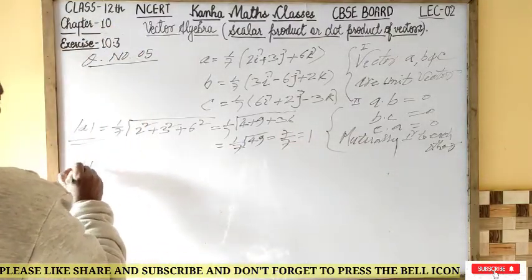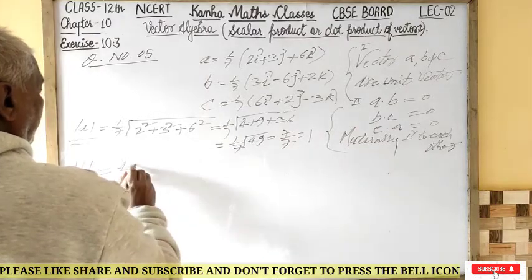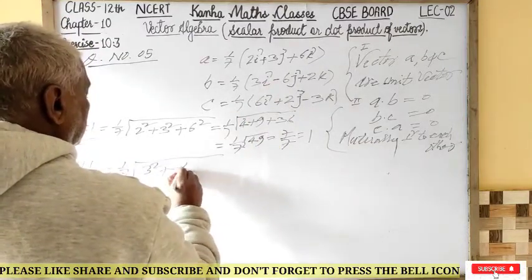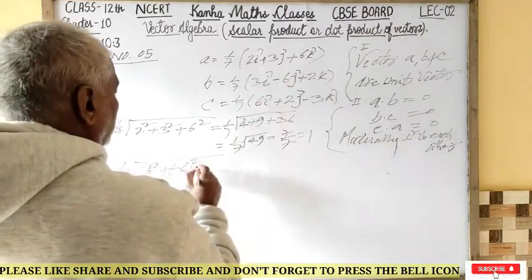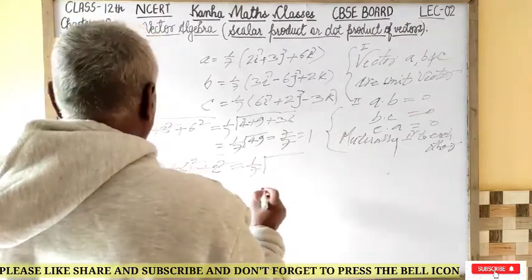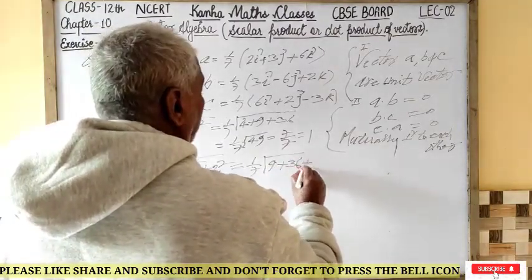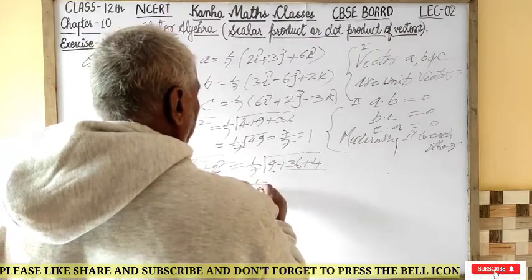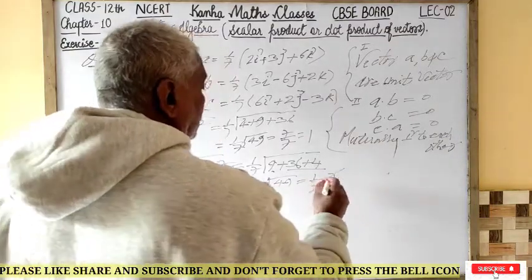Similarly, mod of vector B is equal to 1 by 7 under root 3 square plus minus 6 square plus 2 square, that is 1 by 7 under root 9 plus 36 plus 4. 40 plus 9 is 49, under root 49 means 7, so 1 by 7 into 7 is also equal to 1.